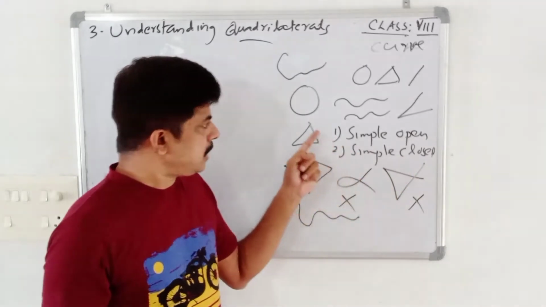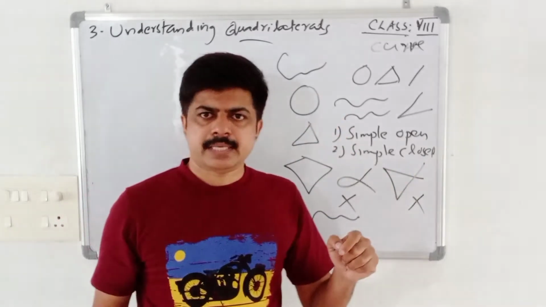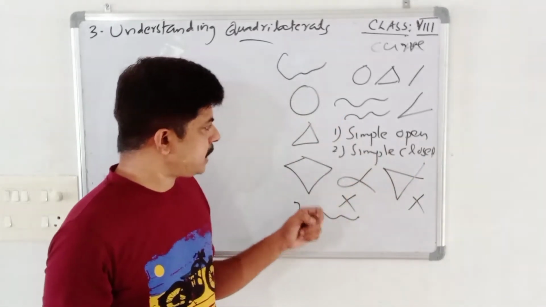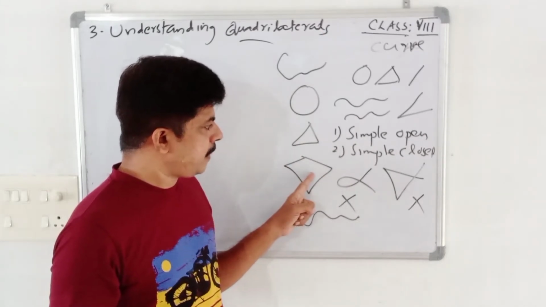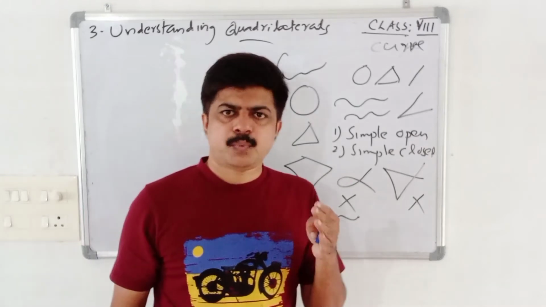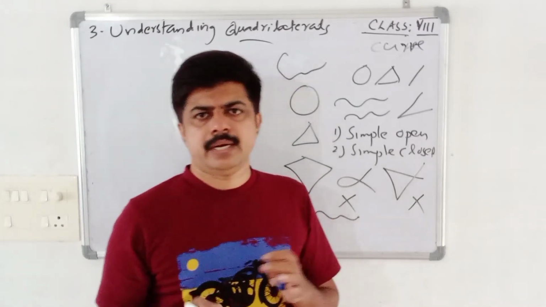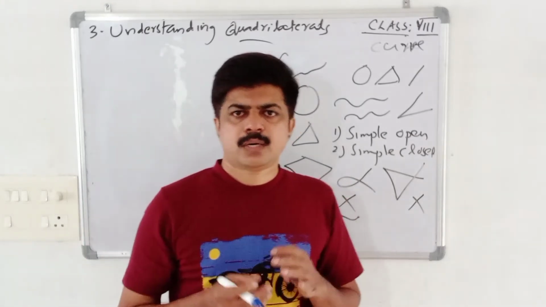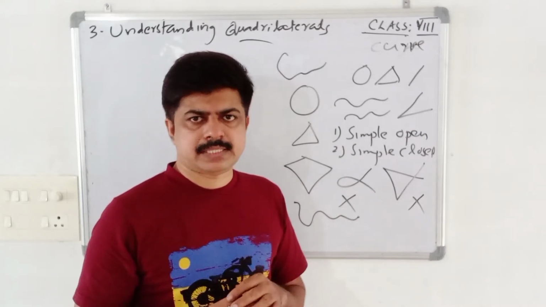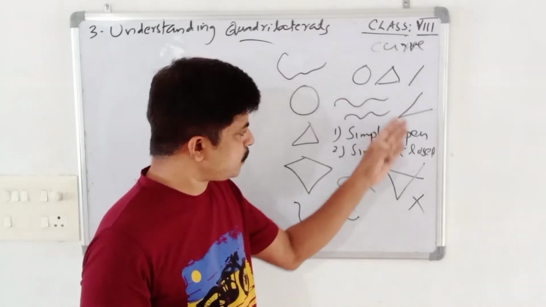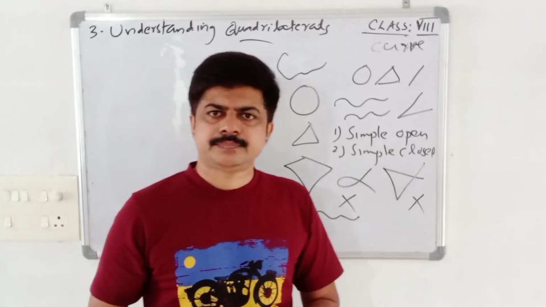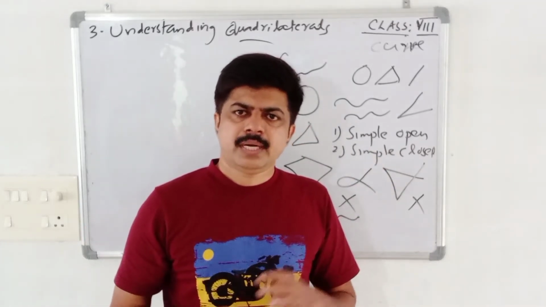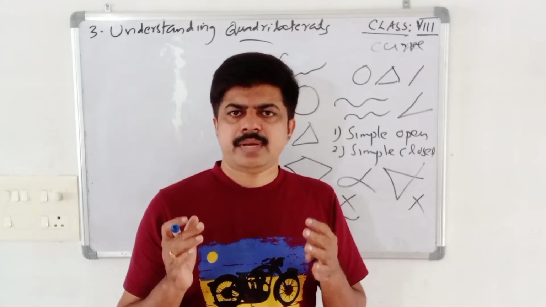Now, some curves are made up of line segments. This is made up of line segments. This is made up of line segments. Now let us come to the point of polygon. How will you define polygon? Polygon is a closed figure made up of line segments. We have learned so many types of curves, but some curves are made up of line segments.